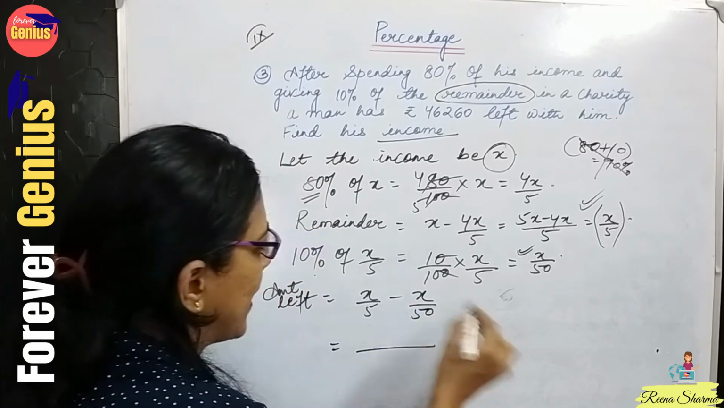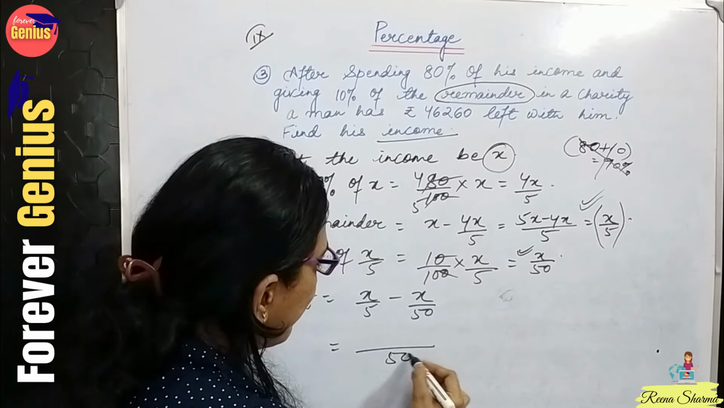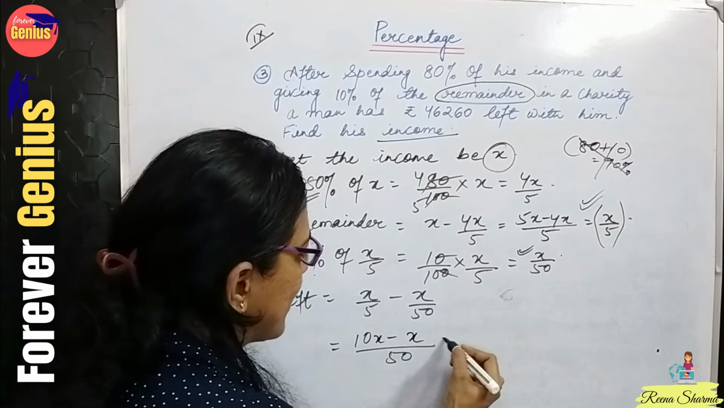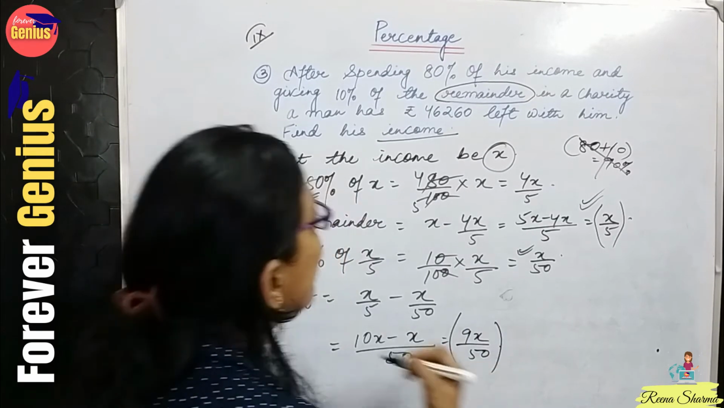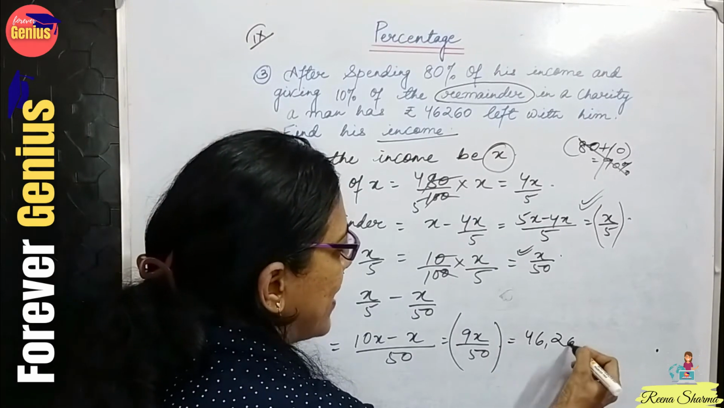Again the same method, take the LCM and then do the calculation. The LCM will be 50. So it is 10X minus X. This is equal to 9X by 50. Now this value is equal to 46,260.